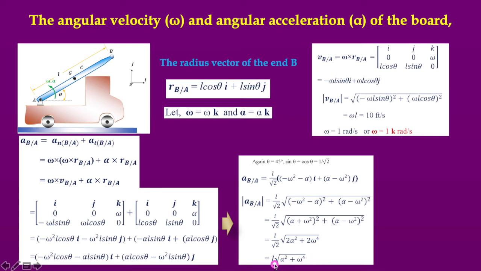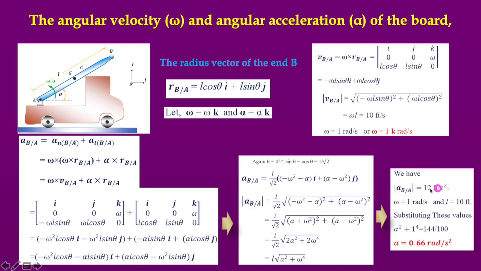Now you see L is given as 10 feet, omega we have calculated from here, and this acceleration is also given, the relative acceleration of point B with respect to A, that is given as 12 feet per second squared. Substitute all this, then in this equation we can get the value of alpha, and that is calculated as 0.6 radian per second square. So this is the magnitude, and the direction again is k.